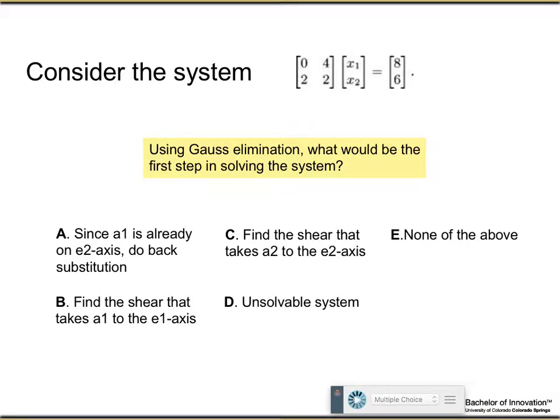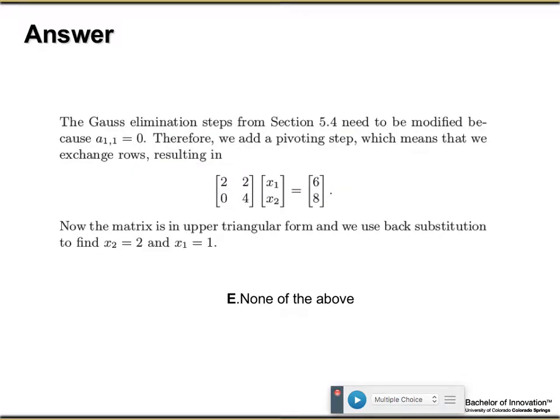Okay, so A is the trick answer that many of you fell for, since A1 is already on E2, do back substitution. But for formal Gauss elimination, you can't do back substitution for a lower triangular matrix, only for an upper triangular matrix. So the first step, the correct answer, is to pivot, which was E, none of the above. You swap the two rows, then you can do back substitution.